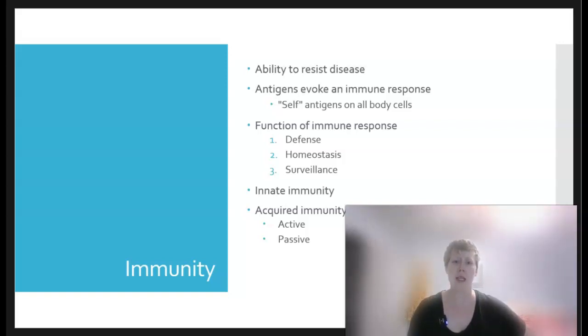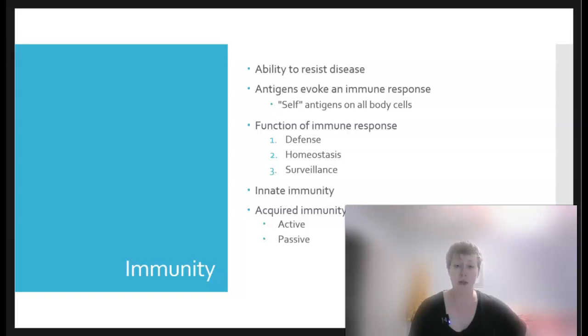We have innate and acquired immunity. Innate immunity is basically what we're born with. It's what babies come out with. It's a first line of defense. It's very not specific, and it's not very effective either. And then we gain this acquired immunity. We acquire it over our lifetimes. And we develop it in two ways, either actively or passively.